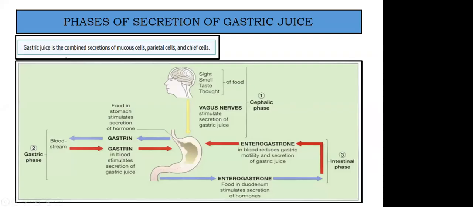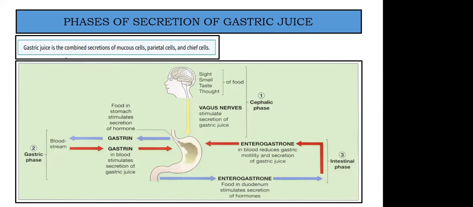Now, quickly we will see the phases of secretion of gastric juice. That is very important for us to understand. Last class we saw the composition of gastric juice. It contains water, mineral salts, mucus secreted by the goblet cells on the stomach surface, hydrochloric acid, intrinsic factor, and inactive enzyme precursors like pepsinogens, which are secreted by the chief cells in the glands.